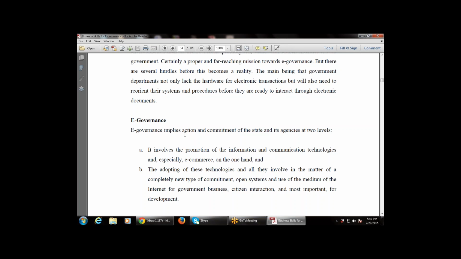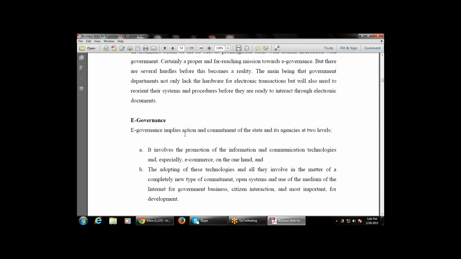Whenever there is adoption of a new technology or a new method, it involves a completely new type of commitment, an open system, and the use of the internet as a medium for government, business, and citizen interaction, and most importantly for development. These are the two levels at which e-governance takes place.